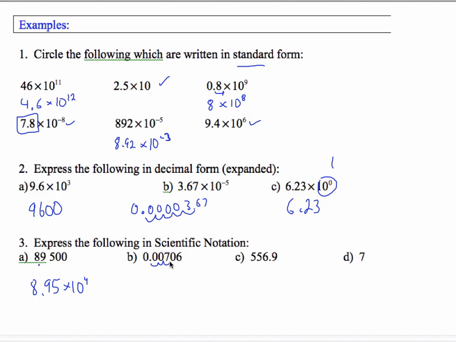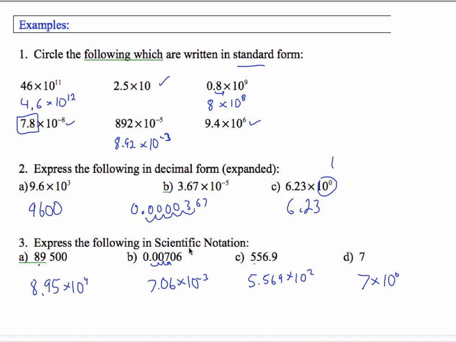Here the decimal has to go 3 places. 7.06 times, now this is a small number, so it's 10 to the power of -3. Here the decimal has to go 2 places: 5.569 times 10 to the power of 2. And write this in scientific notation. I guess I can just do 7 times 10 to the power of 0.